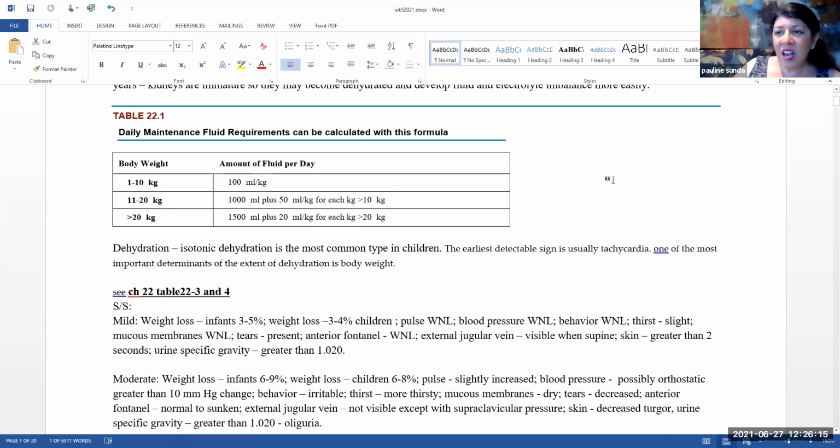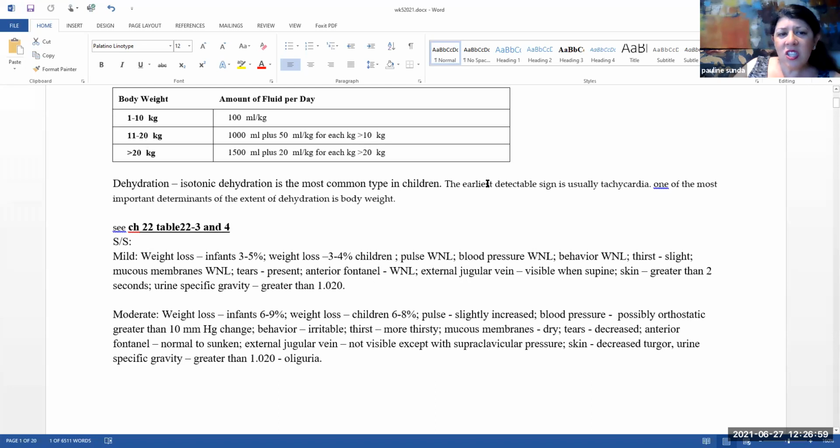So there is a formula that can be used to calculate the daily maintenance fluid requirements. This is based on how much the child weighs in kilograms. For a body weight of 1 to 10 kilograms, the amount of fluid per day would be 100 milliliters per kilogram in a 24-hour period. For 11 to 20 kilograms, you will use 1,000 milliliters plus 50 milliliters per kilogram for each kilogram more than 10 kilograms. And for the child that is more than 20 kilograms, you would use 1,500 milliliters plus 20 milliliters per kilogram for each kilogram over 20 kilograms.